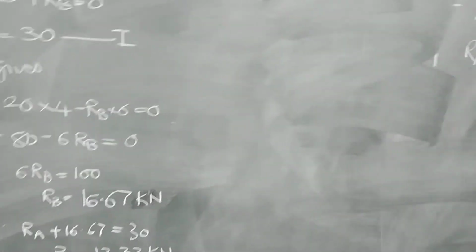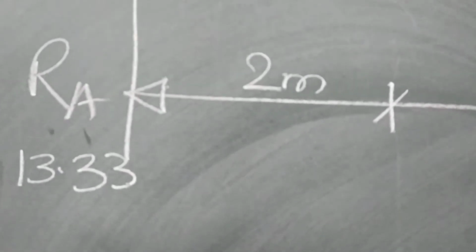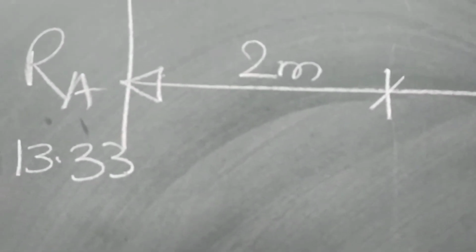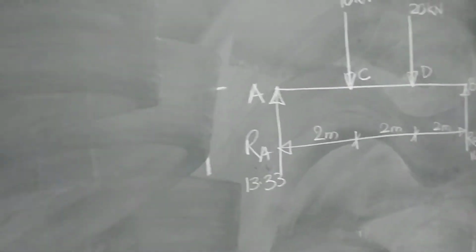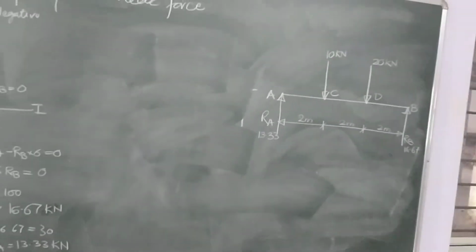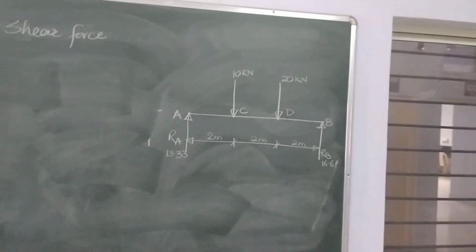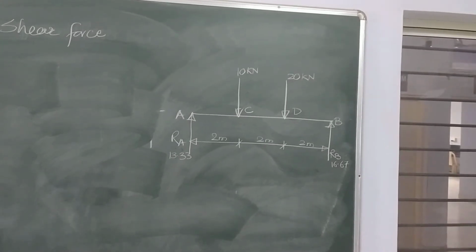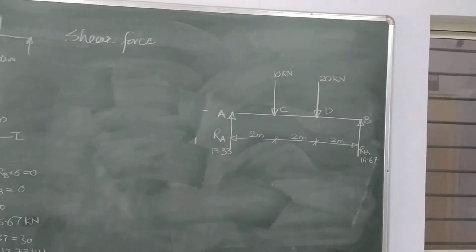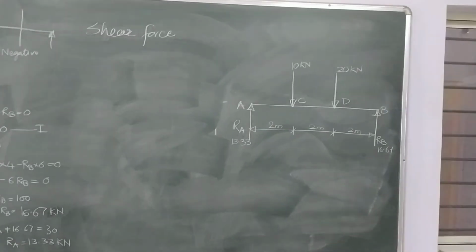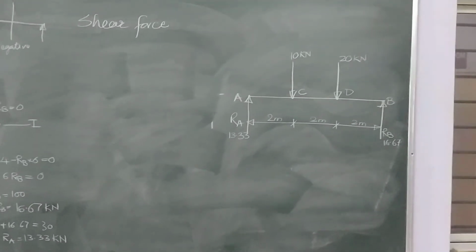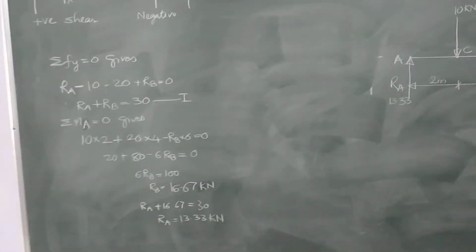So let us write down here the values of RA and RB. RA is 13.33. RB is 16.67. Friends, I am going to solve this problem of shear force live and in a very simple manner. Please don't refer to a book, it will create confusion. Okay. So let us now take the shear force diagram.